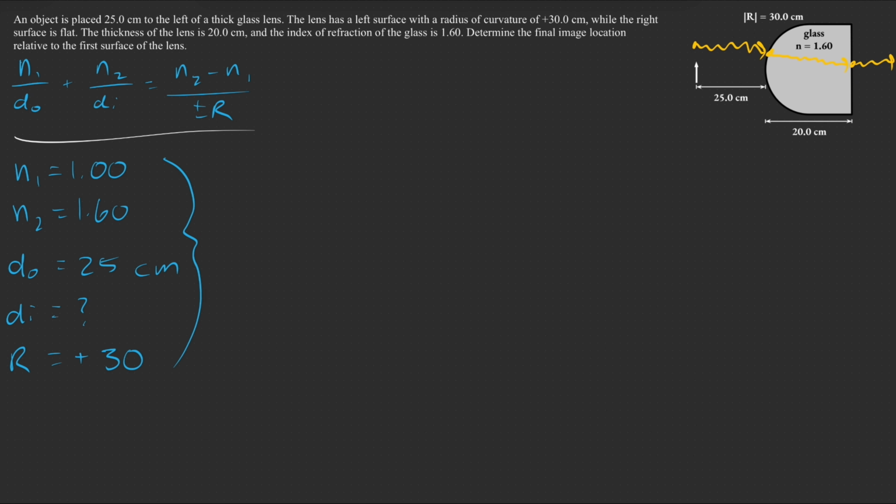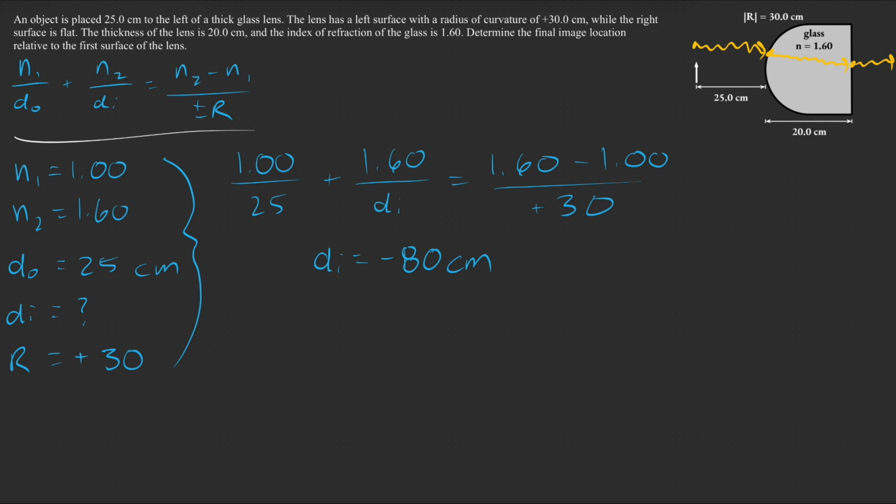So let's write our equation. We get 1 over 25 plus 1.60 over dI. That's equal to 1.60 minus 1 over positive 30. So a little bit of algebra and calculator punching, we should get 1.6 minus 1 divided by 30, minus 1 over 25, inverse, divided by 1.6, inverse. We get a dI value of negative 80 centimeters.